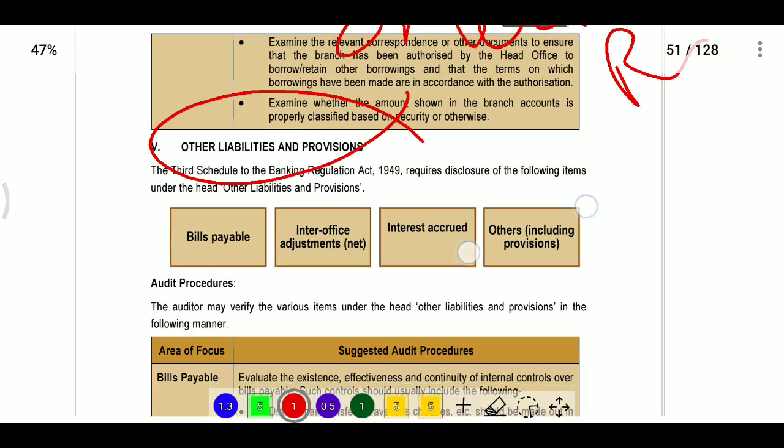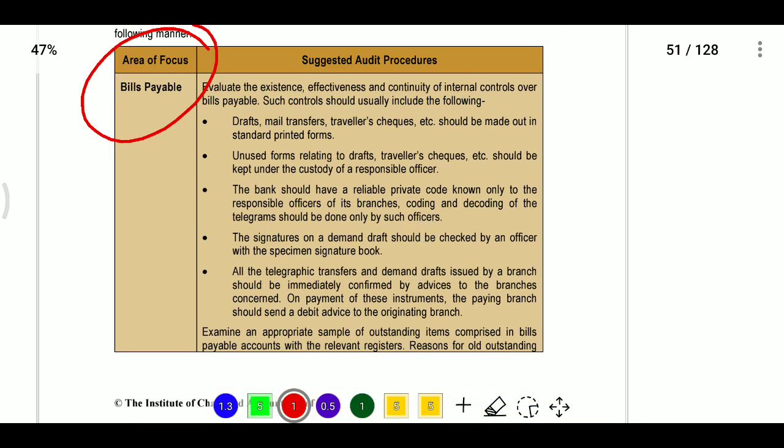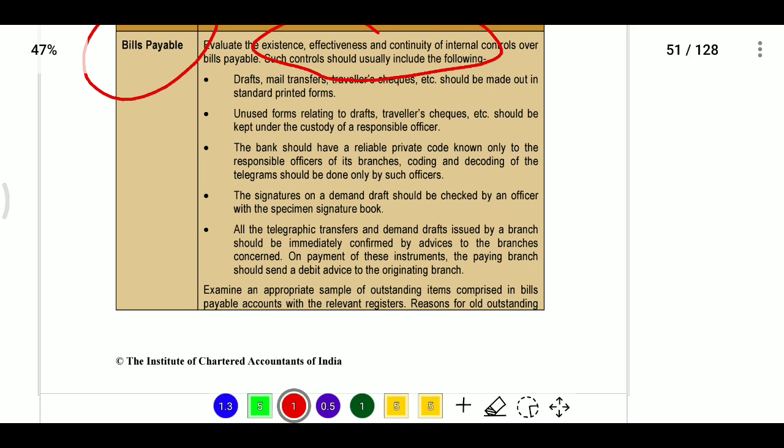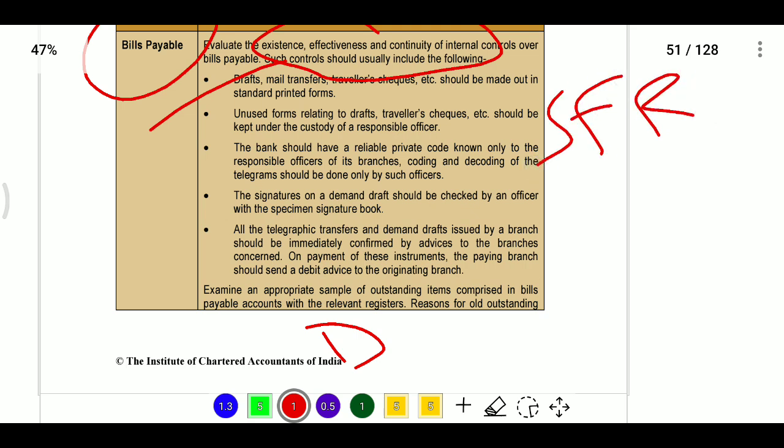Next, other liabilities and provisions. Important here is bills payable. For bills payable, we need to check the existence, effectiveness and continuity of internal control over bills payable. So what controls should we check? The first control is that drafts, mail transfers, etc. should be made out of standard printed forms, so they need to maintain standard printed forms.